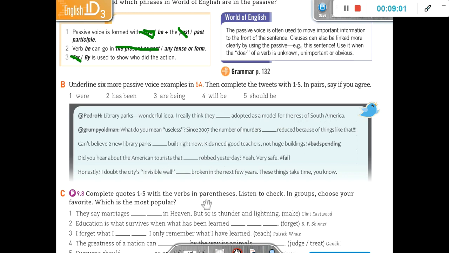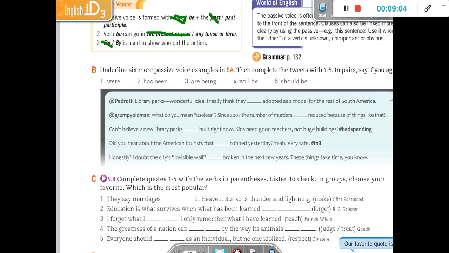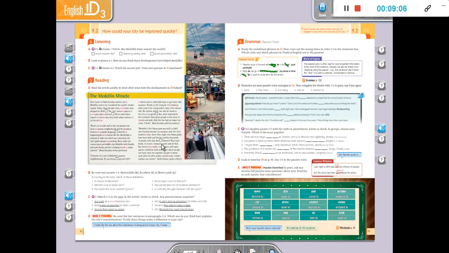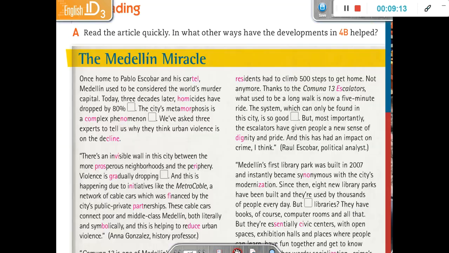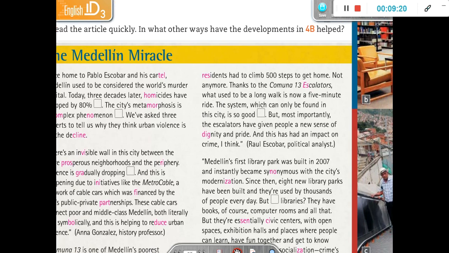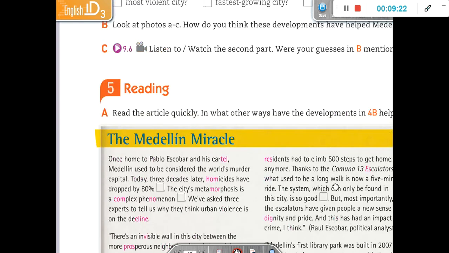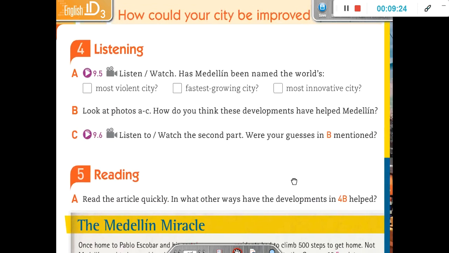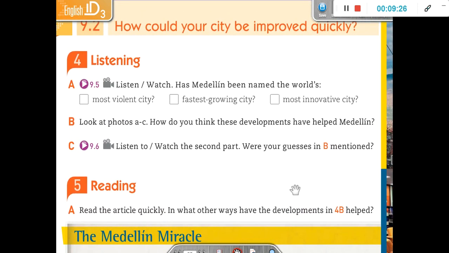Please complete this one. In the previous page, let me move to the previous page. We have a reading. Yes, that is the 5. Excellent. So read the article quickly. In what other ways have the developments in 4B helped? What is it that we have here? So I'm going to put the video. Please observe, watch it, and we are going to do it quickly.